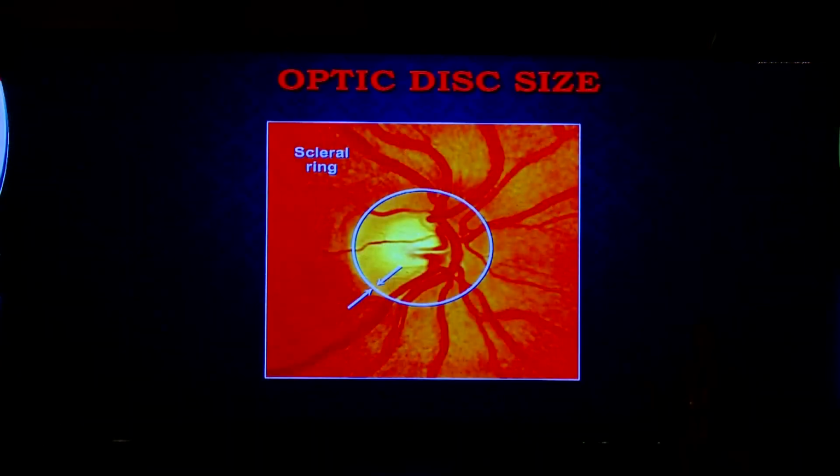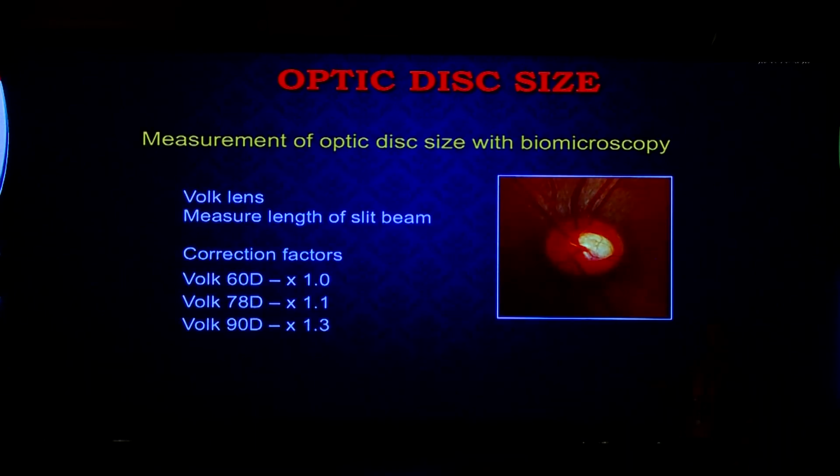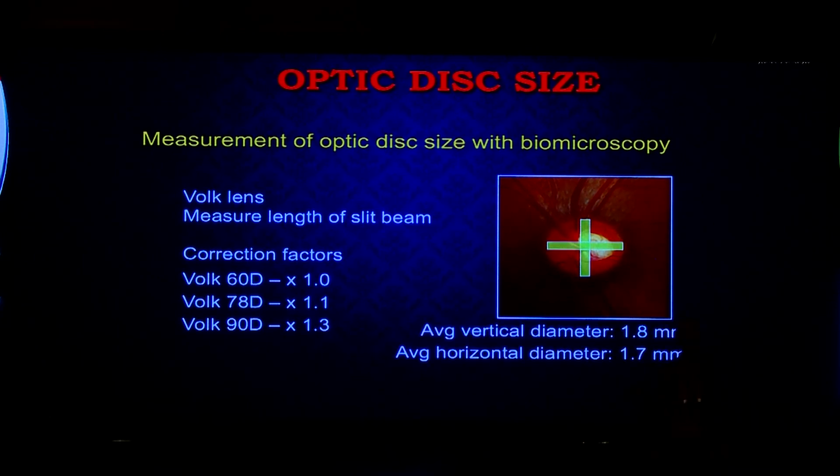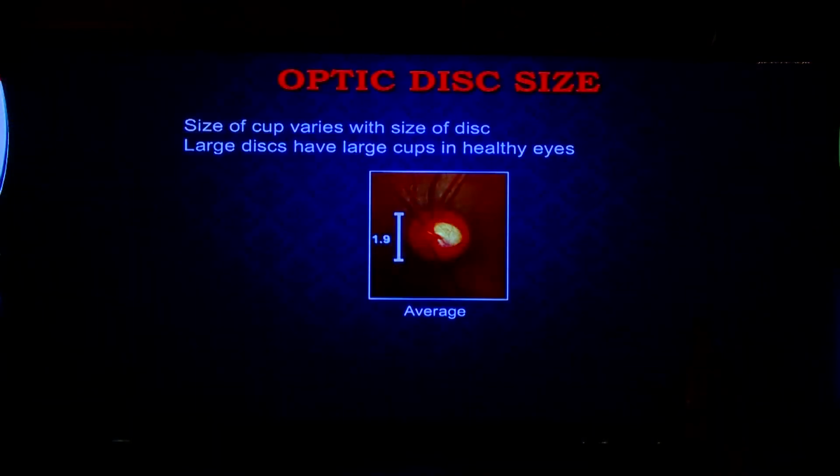So to find out the scleral ring, you actually need to define the borders of the disc and the vertical disc diameter as well as the horizontal disc diameter. Measurement of the optic disc size is of immense importance, and we generally measure it by stereoscopic examination at the slit lamp with a high plus power lens, using the manufacturer's given constant for conversion. The average vertical diameter is about 1.8 millimeters, and the average horizontal is 1.7 in an average disc. So the size of the disc is very important.